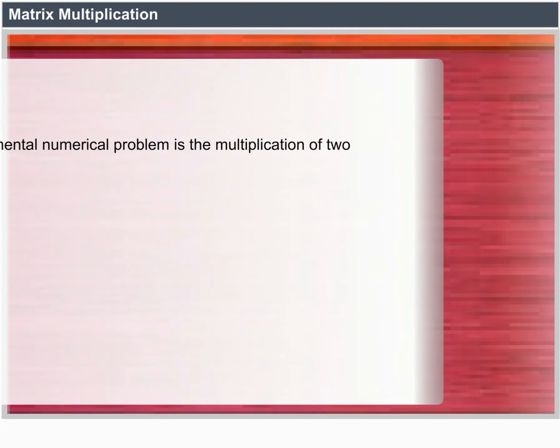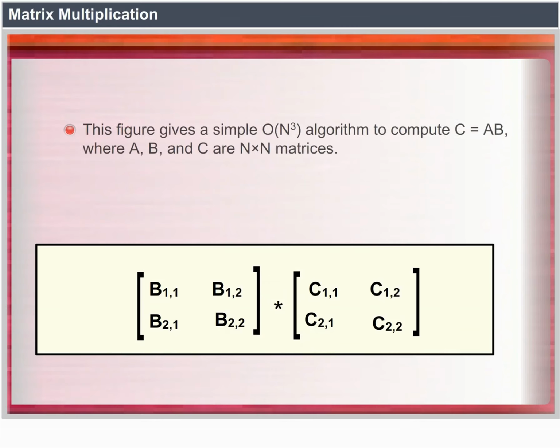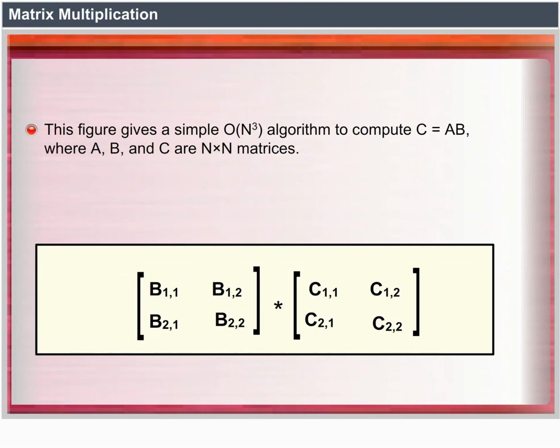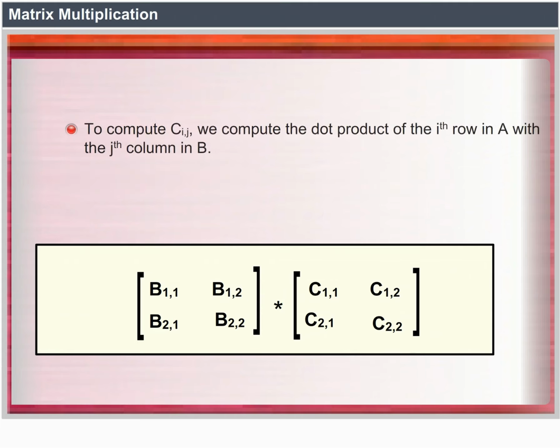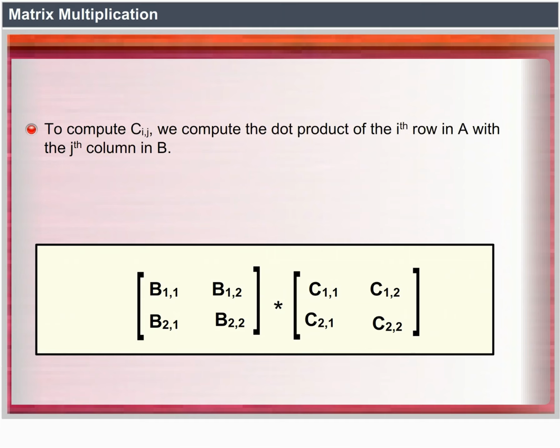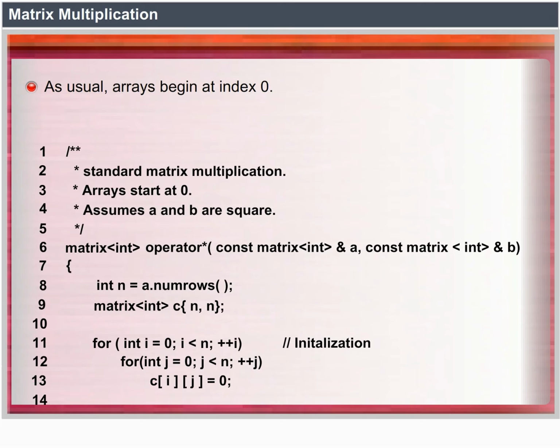Matrix multiplication. A fundamental numerical problem is the multiplication of two matrices. This figure gives a simple O(n^3) algorithm to compute C equals AB, where A, B and C are n by n matrices. The algorithm follows directly from the definition of matrix multiplication. To compute C[i][j], we compute the dot product of the ith row in A with the jth column in B. As usual, arrays begin at index 0.